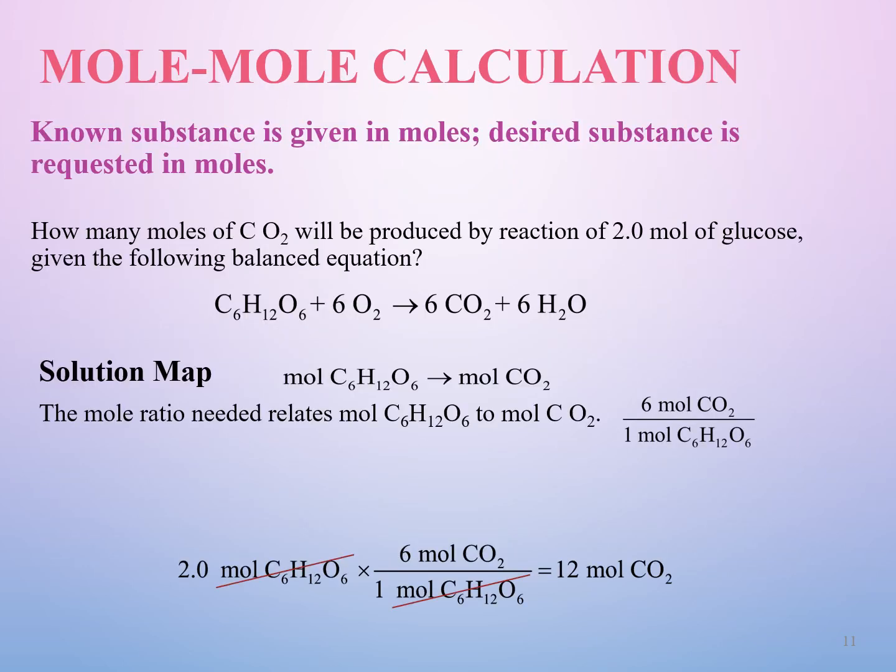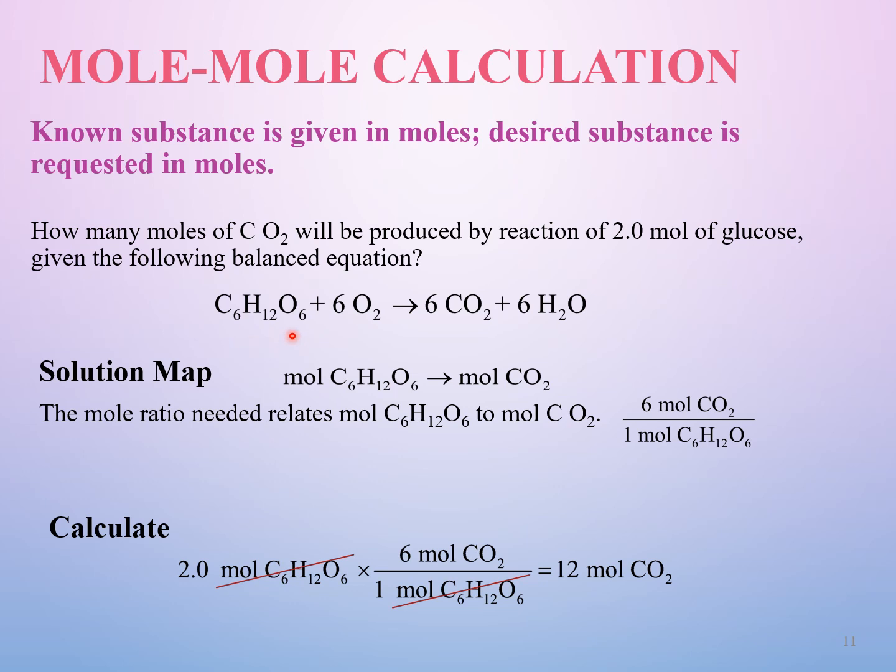So here's an example here. We have how many moles of CO2 will be produced by a reaction with 2 moles of glucose given the following balanced equation. So this equation here is balanced. Glucose is C6H12O6. And then we know that the relationship between glucose and CO2 is right here. 1 mole of glucose to 6 moles of CO2.